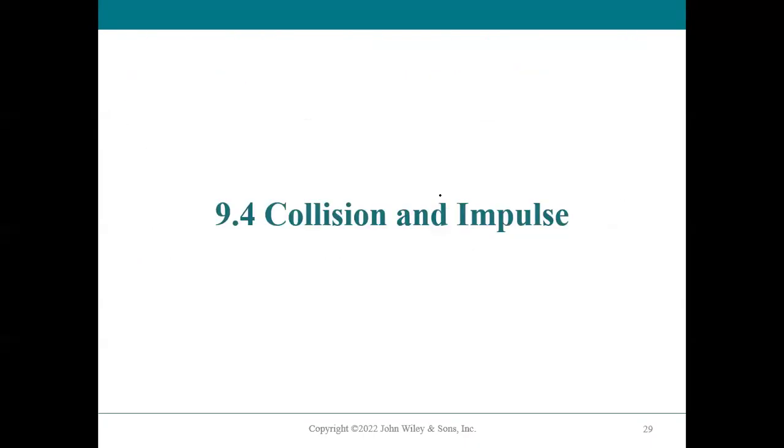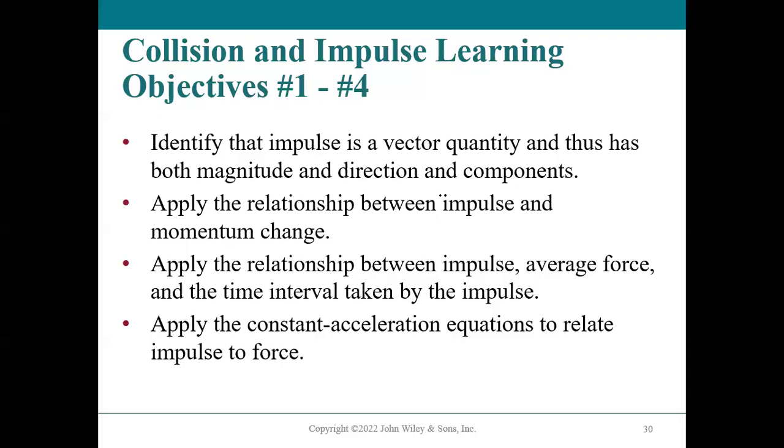Okay, next we continue the explanation about collision and impulse. The learning objectives for collision and impulse are: identify that impulse is a vector quantity and thus has both magnitude and direction and components; apply the relationship between impulse and momentum change; apply the relationship between impulse, average force, and the time interval taken by the impulse; and apply the constant acceleration equations to relate impulse to force.